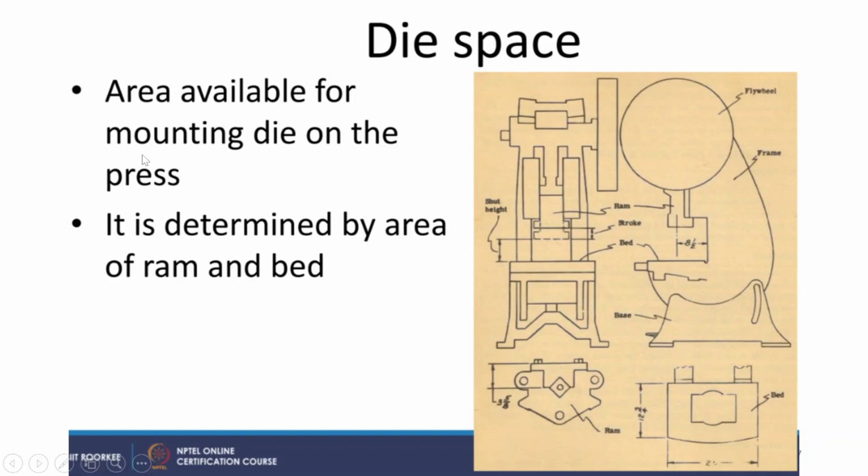Next is die space. It is the area available for mounting the die on the press, and it is determined by the area of the ram and bed.